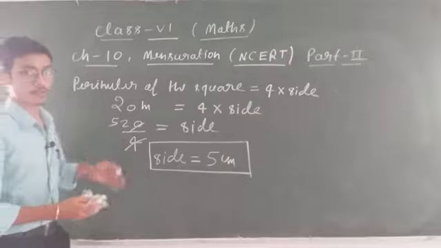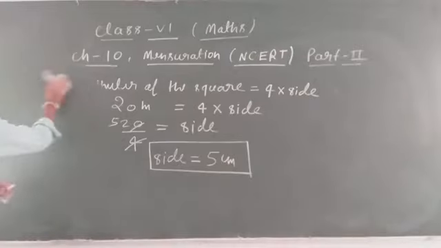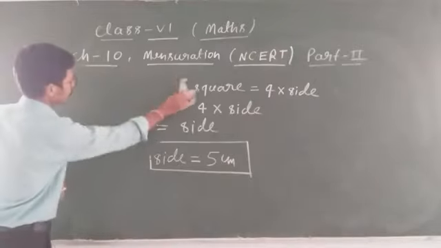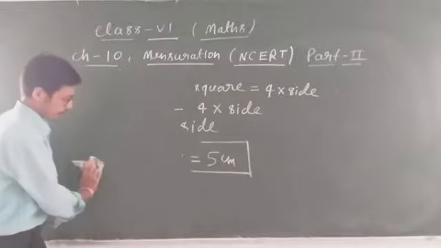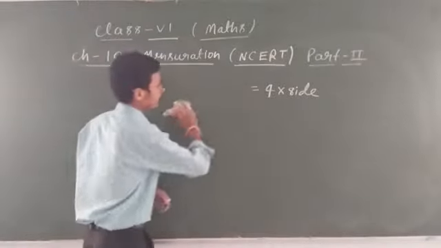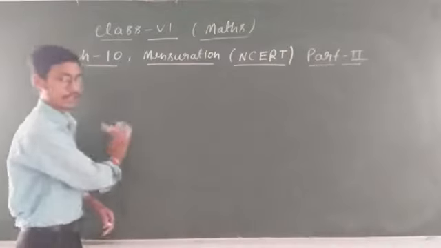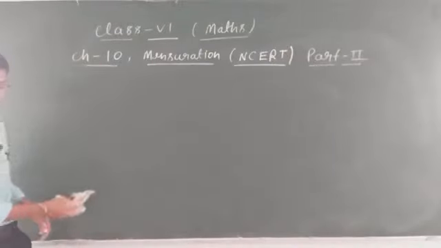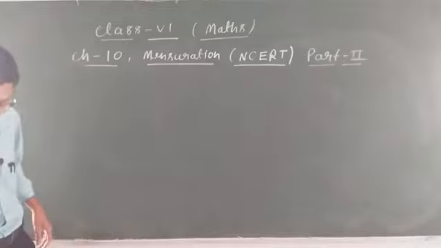So student, this is question number 9, and the next question is based on the same idea. If the perimeter is given and you have to find the side, what you can do, student? You have to divide. Clear? You only have to apply the formula, then you will find your solution. Okay, now come to the question.